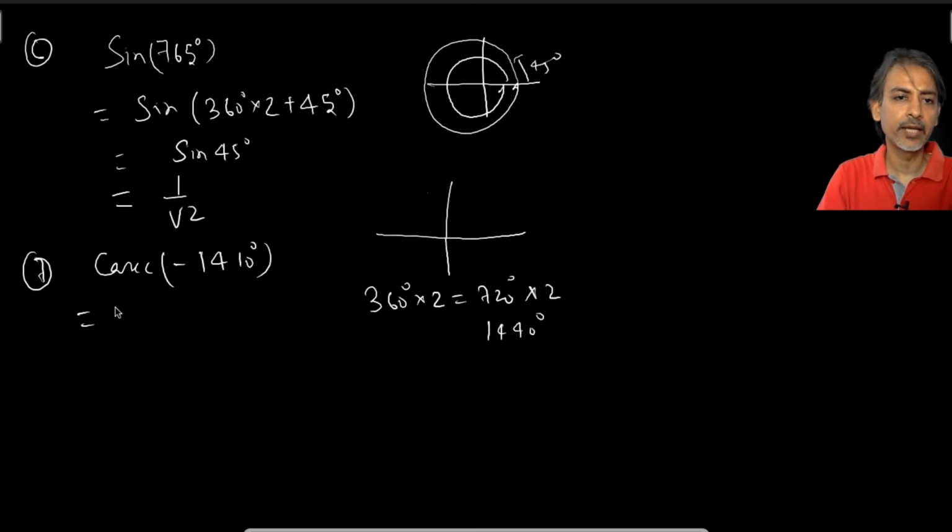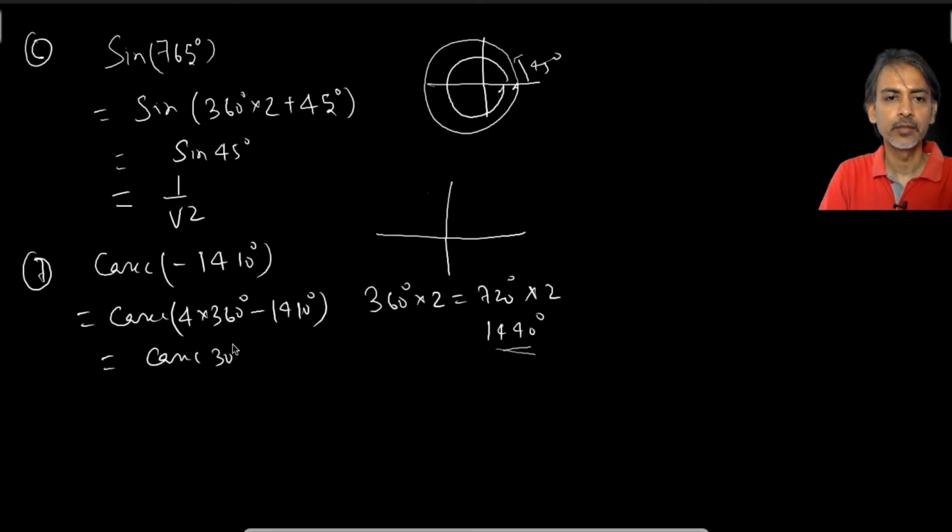So I can write this as cosec of, say, I'm just adding 4 into 360 degrees, and when I do this, this will become 1440 degrees, right? I'm just adding this to minus 1410 degrees. So this will give me nothing but cosec of 30 degrees, right? Why did I add this? Because we know that after every 360 degrees I will be back to the same location.